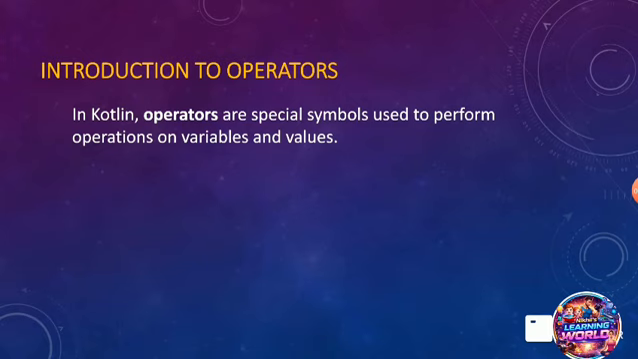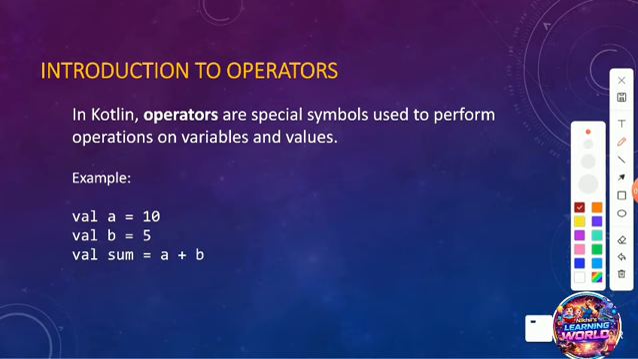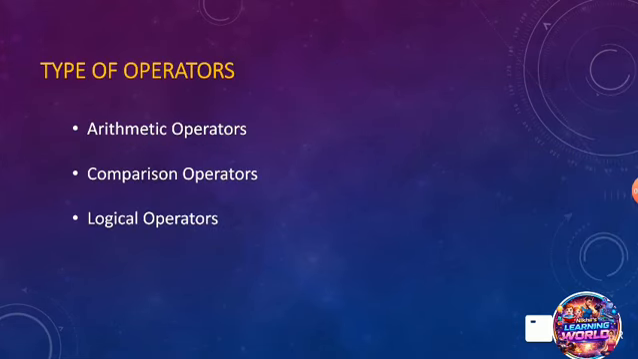Okay, so let's start. First of all, what are operators? In Kotlin, basically, operators are special symbols used to perform operations on values, right? For example, 10 plus 5. Here, 10 and 5 are the operands and plus is the operator, right? So we can do sum equal to a plus b, right? Very basic things.